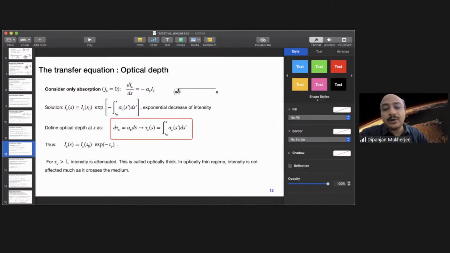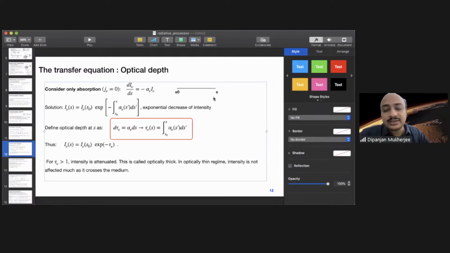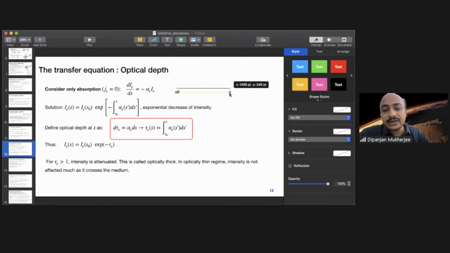Sorry, it was oppositely directed. S0 is the starting point on this path length, and you can keep on increasing this path length. For example, I go up to a particular distance S, starting from S0, and I can keep on going further and further. So I can keep on increasing S. For example, it was 1 meter and I go to 2 meters, et cetera. S prime is just the integral variable along this path. Okay, sir. Thank you.